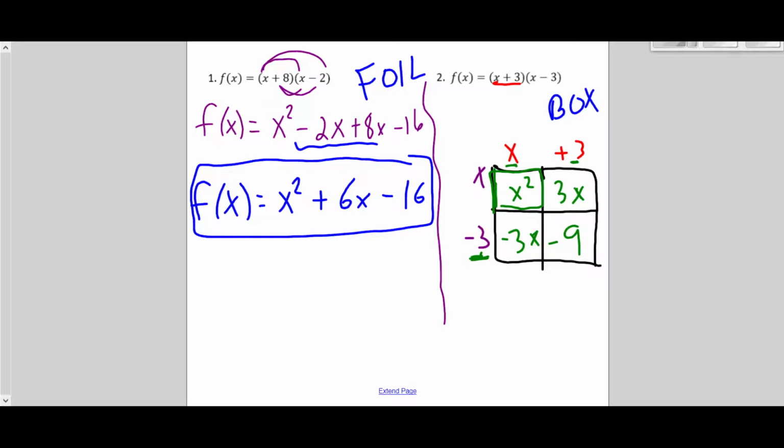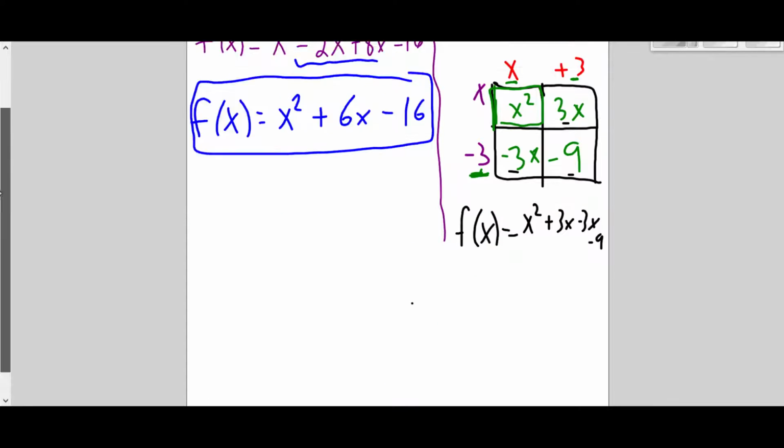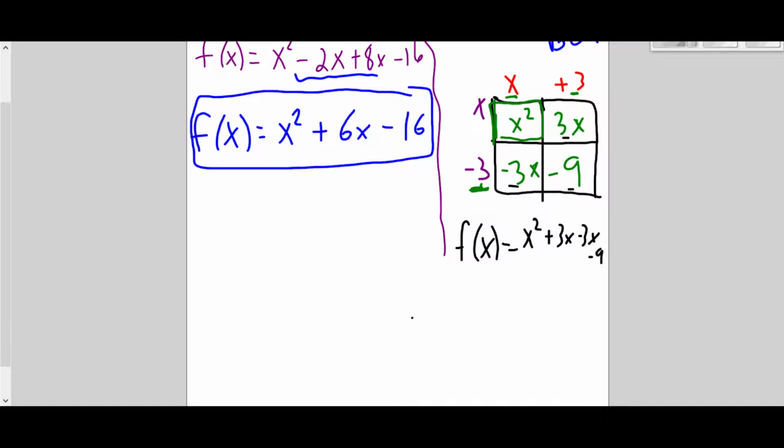Now we can copy down what's in the box. So I'm going to say f of x equals x squared plus 3x, because that's a positive 3. Then minus 3x, that one's negative. And then minus 9. So that 9 doesn't fit on that line, but that's okay. So this is my function.